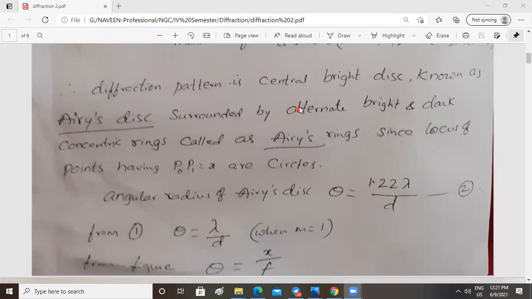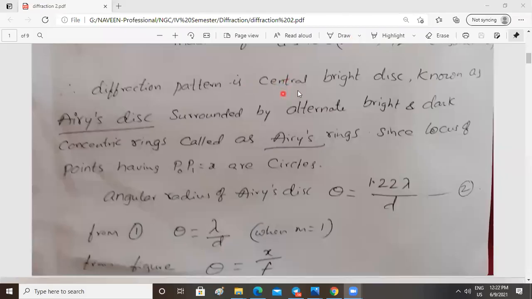The diffraction pattern observed when we used a circular aperture is a central bright disk known as Airy's disk, surrounded by alternate bright and dark concentric rings. These rings are called Airy's rings. Now we are going to calculate the angular radius of this Airy's disk.